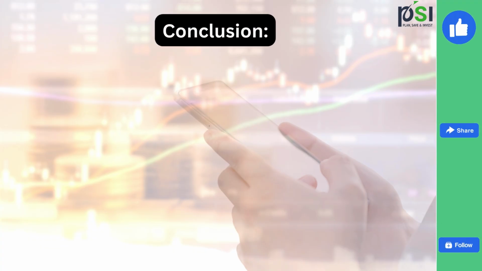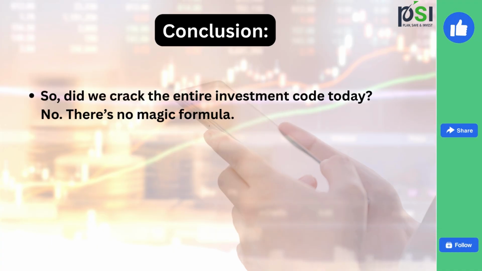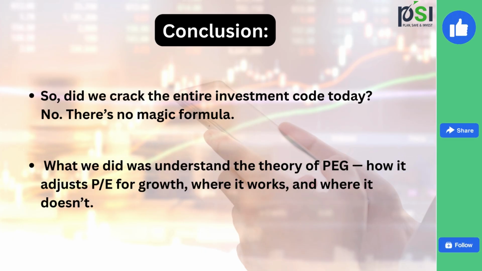I would like to conclude this session by telling one important point. Did we crack the entire investment code today? I say no. There is no magic formula. What we did was understand the theory of the PEG ratio, its use case scenarios, and its usefulness. Yes, it is highly useful for long-term investors, and even for short-term investors if they have estimates for 6 months. How it adjusts PE for growth, where it works and where it does not work, we checked in this video.